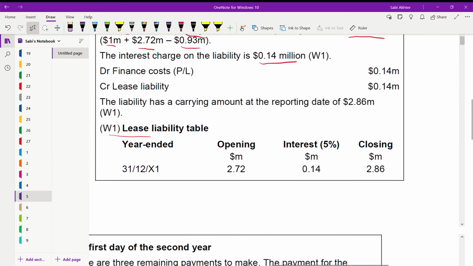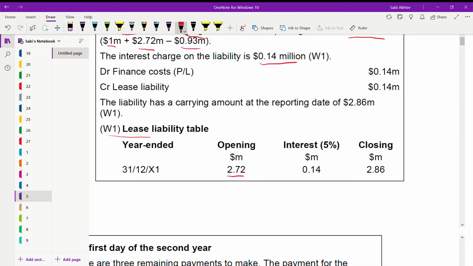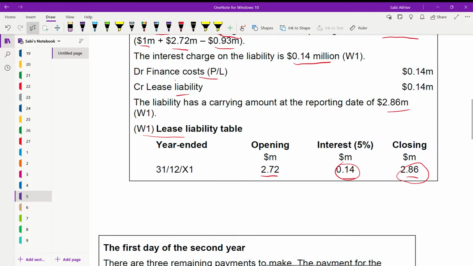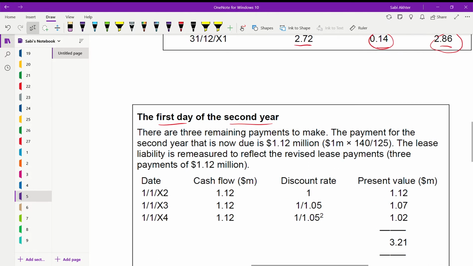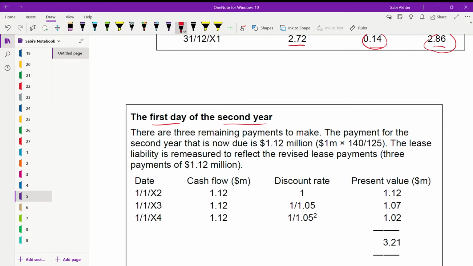So the first year is only 1 year. This is the opening, and 5% on the closing. So this 0.12 is the finance cost, which will be debited in the P&L and credited in the lease liability. So this will be the carrying amount. Now let us go to the second year, the first day of the second year. Why did they say first day? Because the payments are made on the first day of the year. That's why there are 3 remaining payments to be made.